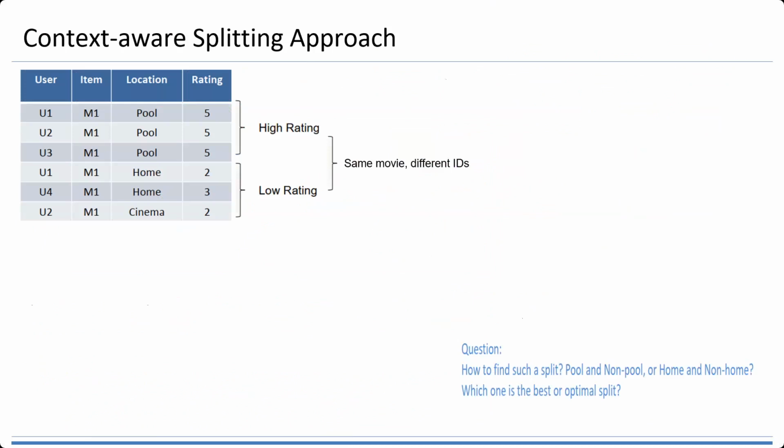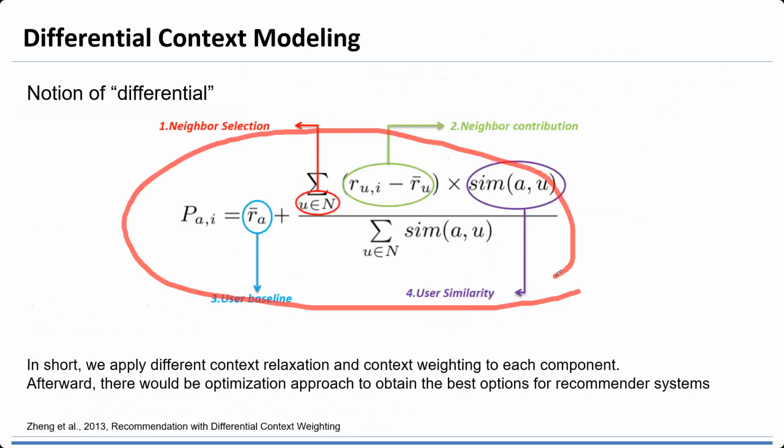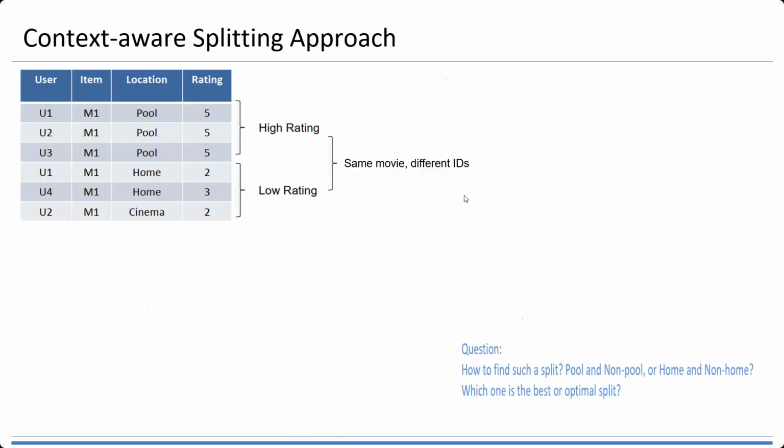There is another way for differential context modeling. You just want to make differentiation from the collaborative filtering. For the context-aware splitting approach, let's see another example. User 1 watched movie M1. The location is at the pool. And user 1 gave rating 5.